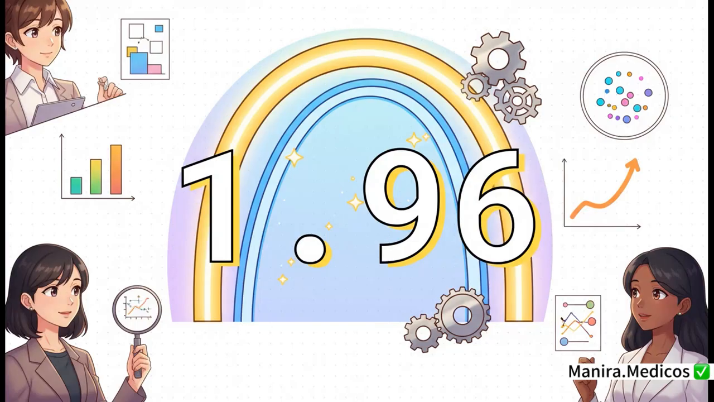And here it is, probably the most famous multiplier in all of statistics, 1.96. If you want to build a 95% confidence interval, which is really the gold standard in a ton of fields, this is your magic number. You are going to see this number everywhere.